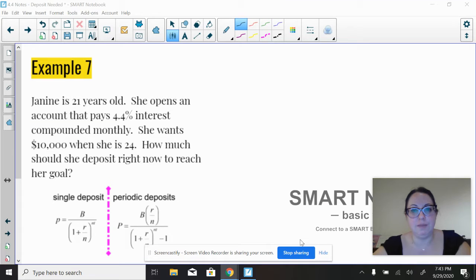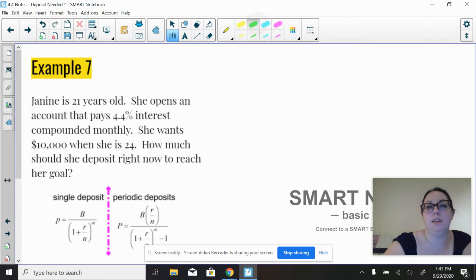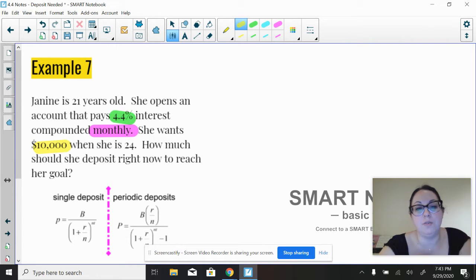Okay, we're going to take a look at example 7. Janine is 21 years old. She opens an account that pays 4.4% interest. So I see something that I might actually want. That percentage seems important. And it is going to be compounded monthly. She wants to have $10,000 when she is 24. How much should she deposit right now to reach her goal?